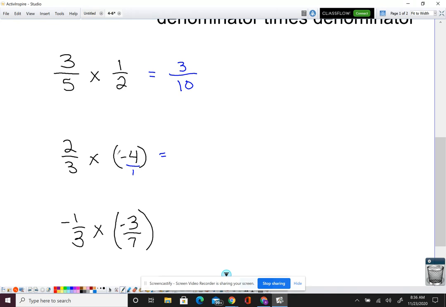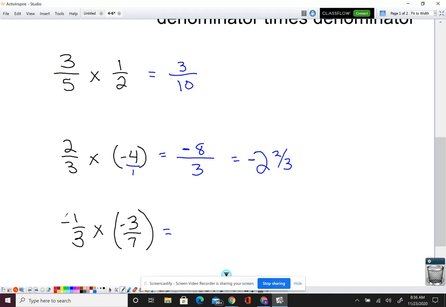But 2 times a negative 4. All of our positive and negative rules still apply. So I have a positive times a negative, my answer is going to be negative. 2 times 4 is 8. 3 times 1 is 3. I can leave it right like that, or I can write it as negative 2 and 2/3. Either way.